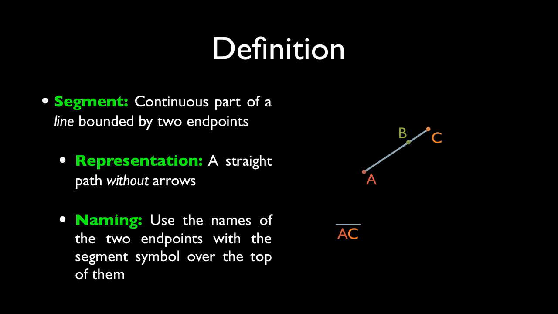Now the order of the points doesn't matter, but on lines there can be multiple segments. So you can see that there's also segment BC and segment BA. All three segments are on that one line. Cool, right? Next definition, ray.